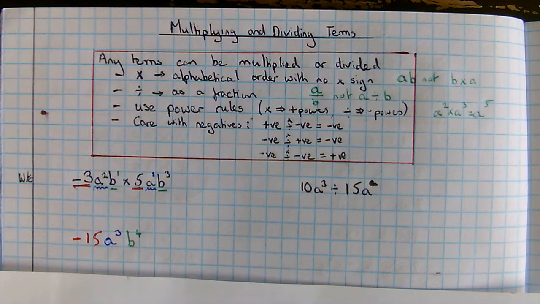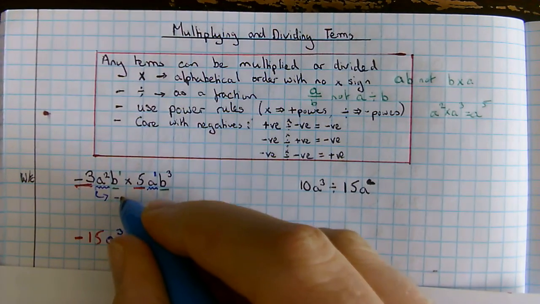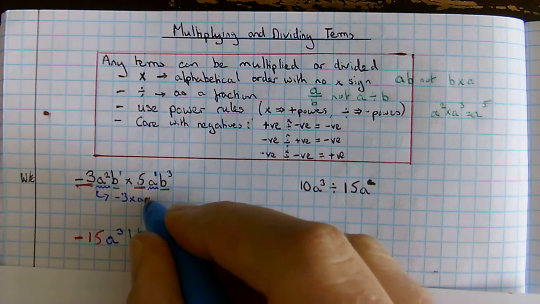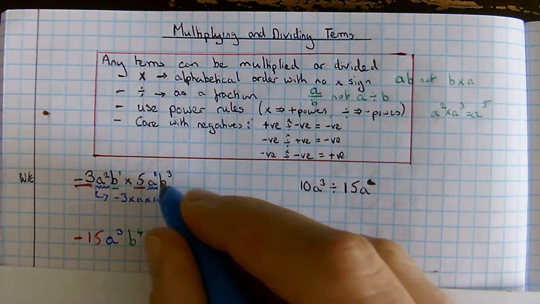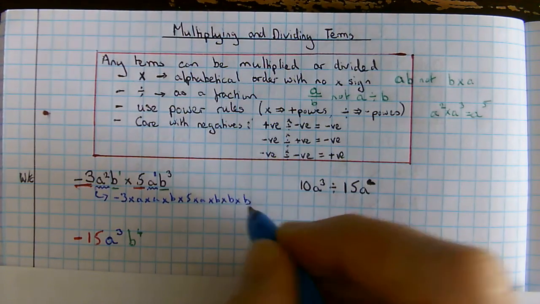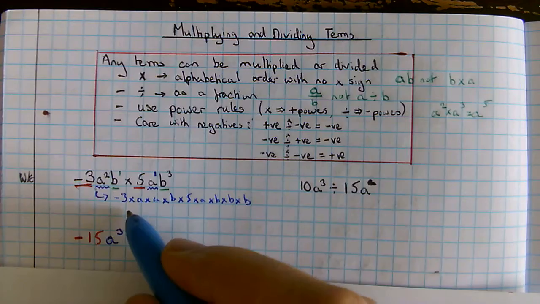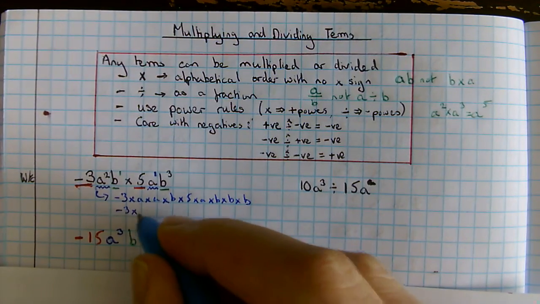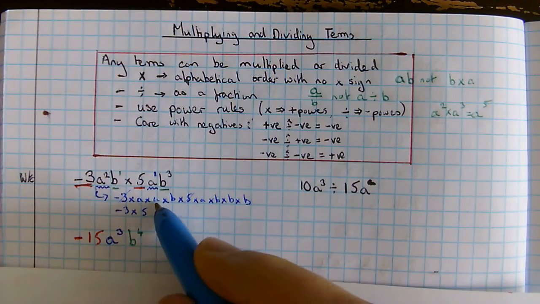Now, just to prove to you that that's right, I'm going to write this out in full. So here, what this means is negative 3 times by a, that's my a squared, times by b, times by 5, times by a, times by b, times by b, times by b. That's just the full writing out of what I've got in the line above. Now, if I put these in order, I'm going to put my numbers first. I've got negative 3 times by my 5. There's my 5 over there, so I'm going to just cross that off to show that I've used them. Then I've got times a times a times a.